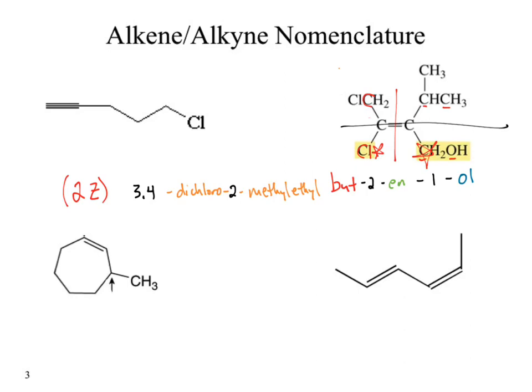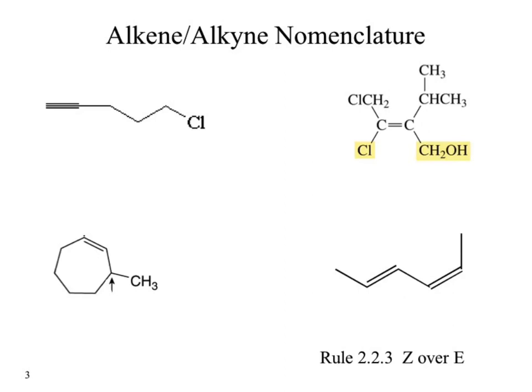Okay? The rest of them are pretty straightforward, except for the last one, which you would never see on a test, because to get the answer to that, you have to move to Rule 2.2.3, where Z takes priority over E in nomenclature. Why? Because somebody said Z is more important than E. Probably because their last name started with Z.